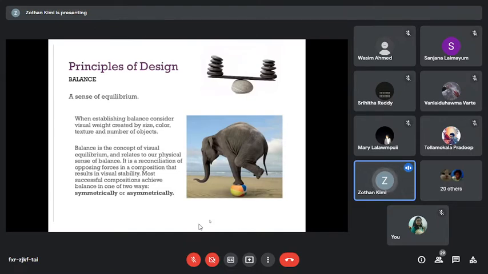Can anyone else explain the difference between a texture and a pattern? Ma'am, can I? This is Shreya. Yes, Shreya. So basically, a pattern is a visual element that is repeated, for example, stripes, lines, etc. And a texture is something which can be felt on a surface, like on bricks, etc.